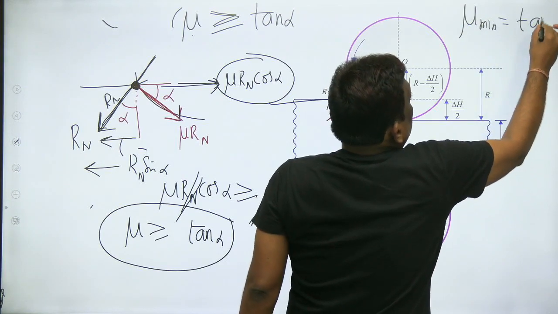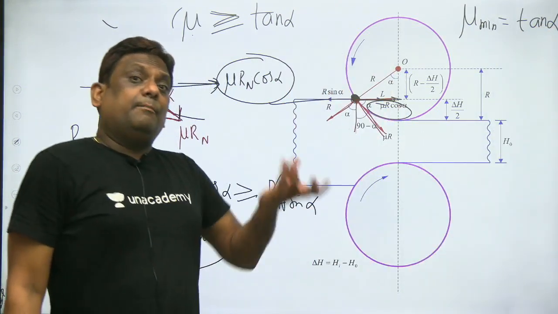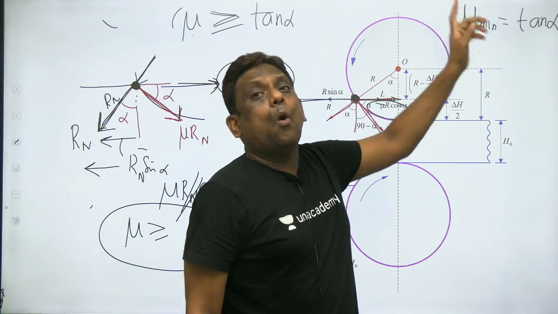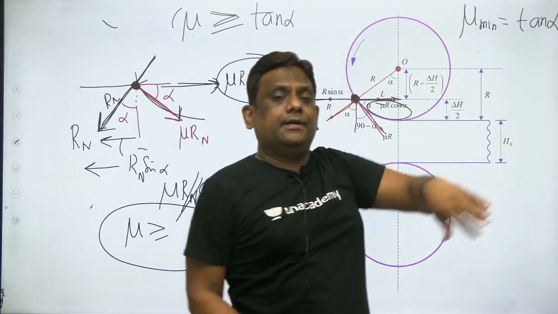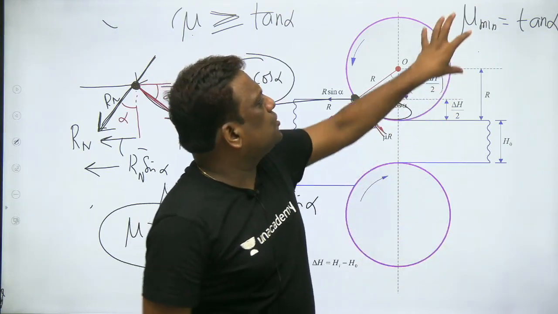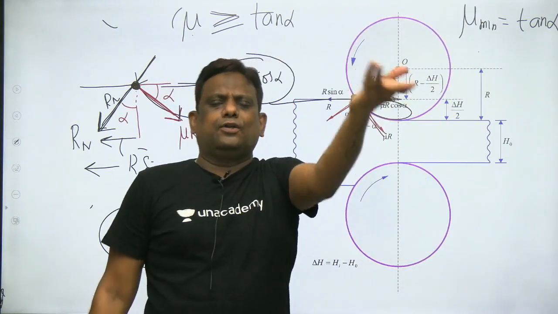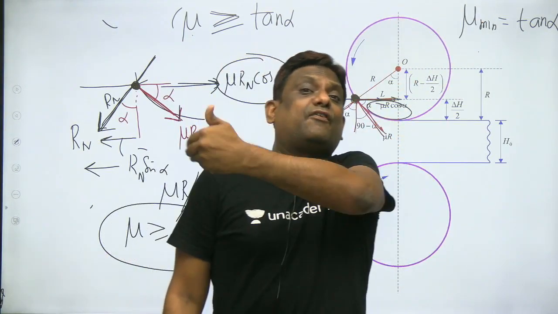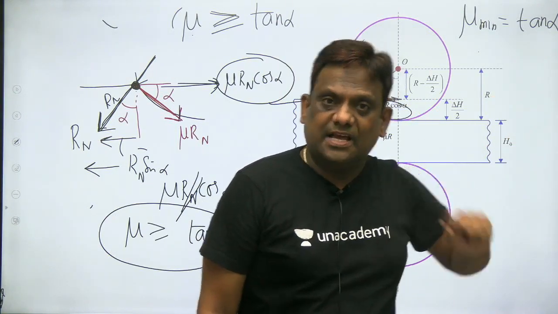tan alpha. So he may be asking in the examination: if the minimum coefficient of friction is so and so, what is the angle of bite for self entry? This question can be expected. I repeat, if the minimum coefficient of friction is given, let us say 0.1, 0.2, whatever, what is the angle of bite required for self entry? So a question can come from there.